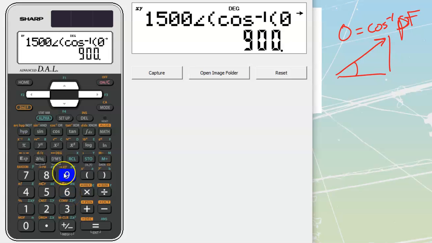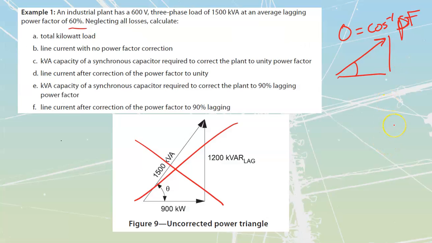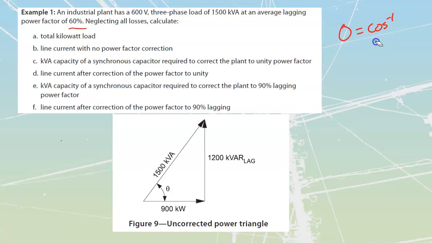My x, the first value that comes out is my 900, which is going to become my x value. And then the second value, my j operator, is going to be my y value, so 1200. So I've just shortcutted the system over here. By shortcutting the system, I'm able to instantly, off of just punching that in there, calculate the total amount of kVARs and the total amount of kilowatts.